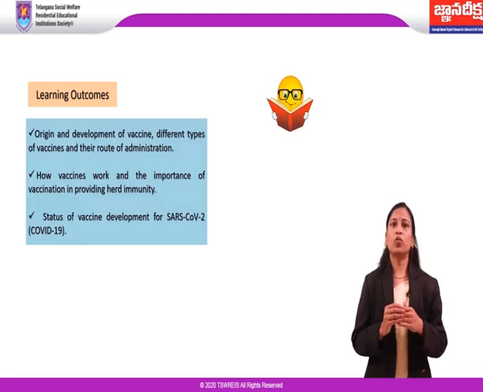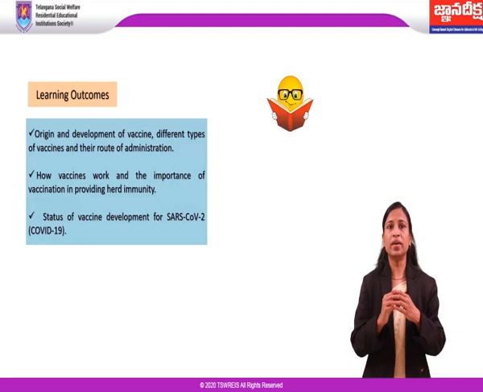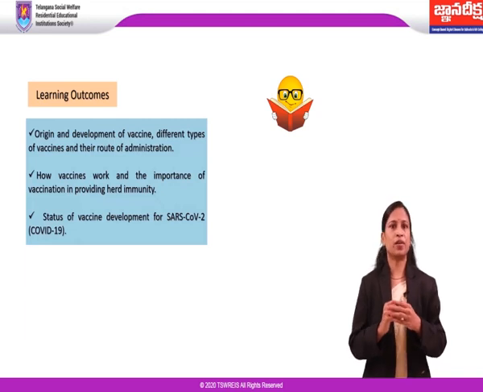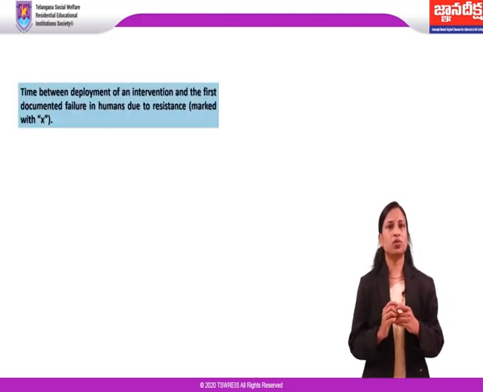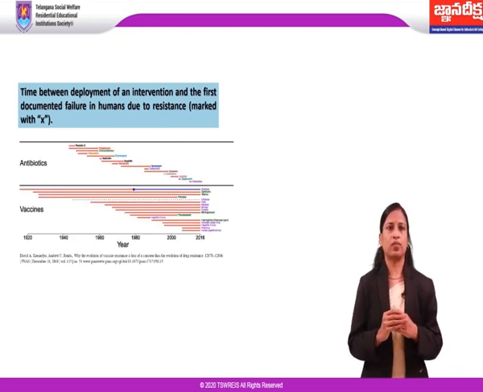Let's understand what is the need for vaccines. When treatment is available for many of the diseases, the first major breakthrough in the treatment of infectious diseases came from the introduction of antibiotics. But as you can see in this picture, soon after the use of antibiotics like penicillin, streptomycin and chloramphenicol, bacteria developed resistance in a very short span.